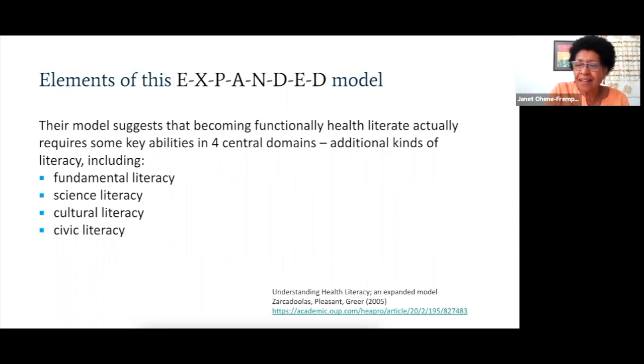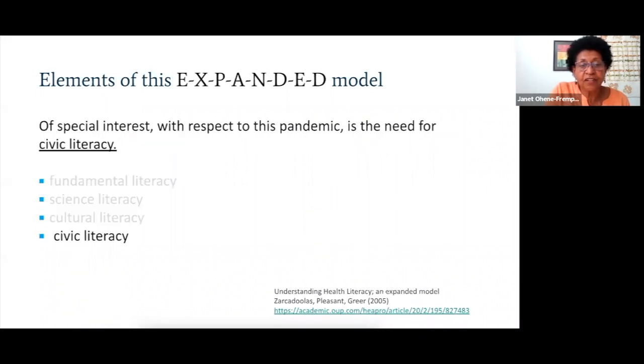They talked about science literacy. They talked about cultural literacy. And then they talked about civic literacy. And we could spend time on any of these: science literacy, cultural literacy. We're in a big uproar right now about science and culture wars, scientists being even attacked. But today, we're going to focus a bit on civic literacy, especially with respect to this pandemic. Let's talk a little bit about this.